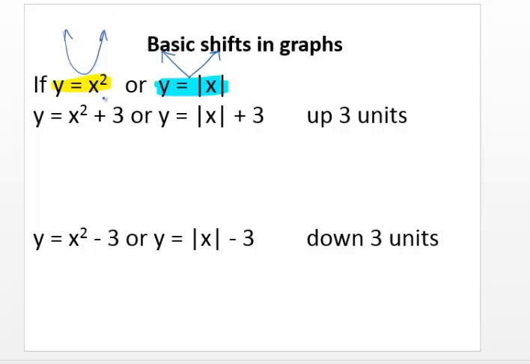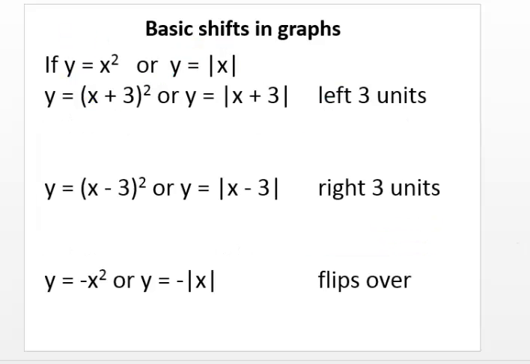So using that concept, we can sketch pictures based upon the other constants being added or subtracted in the problem itself. This is a basic graph shift that has up 3 units. Or if you see a minus sign with a 3 on the outside, that would be down 3 units. So these are the basic shifts in graphs if you're going to go up or down. Up, you add 3. Down, you subtract 3.